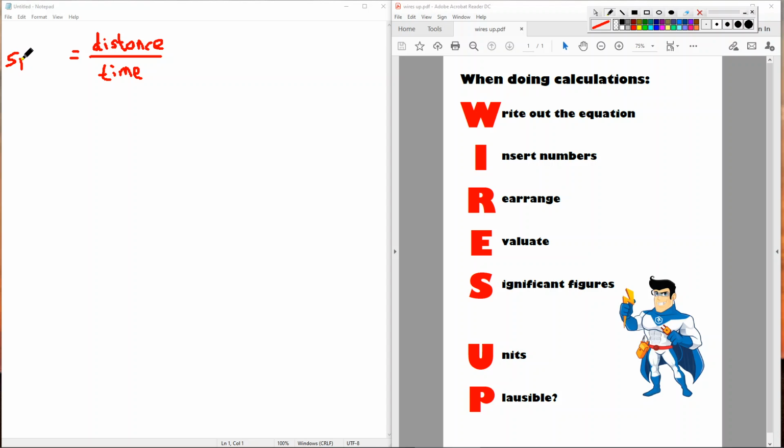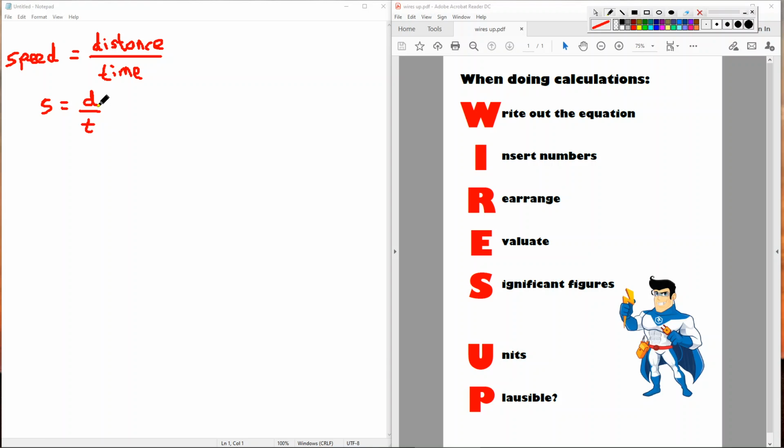This is probably an equation you're relatively familiar with already. We've got speed is distance divided by time. Now, we're going to be writing this out a lot, so we don't want to write out the whole words each time. So we shorten this to S for speed is equal to D for distance divided by T for time. That just makes it a bit quicker to write out. So S is D divided by T. Speed is distance divided by time.